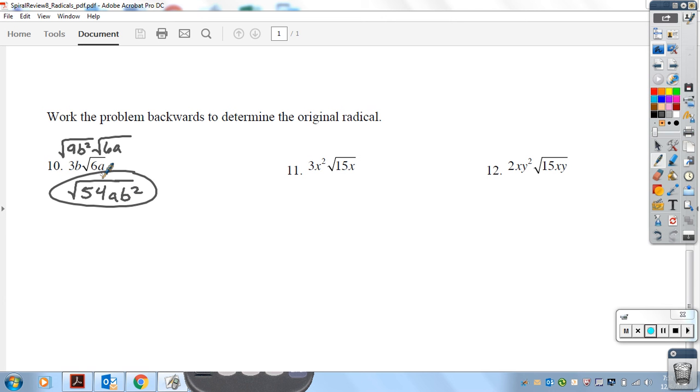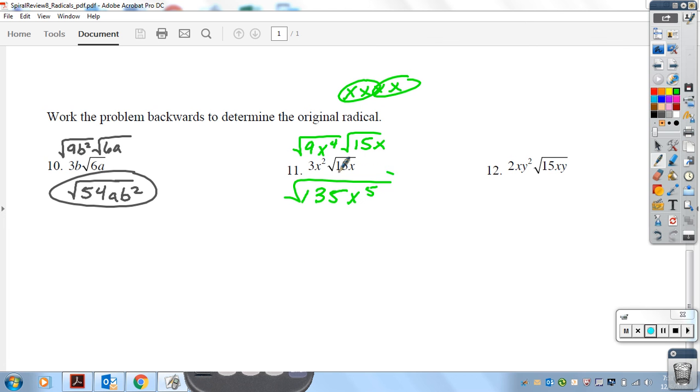That's it. Again, the question really is, what would the radical have had to have been in order to get 3x squared? Well, how do I get 3? That means it was 9. How do I get x squared? That means it's x to the 4th. Because 4 x's is 1, 2 pairs. And then the 15x goes back up top. So 9 times 15 is 135. And then x to the 4th times x is x to the 5th. Don't forget the full radical.